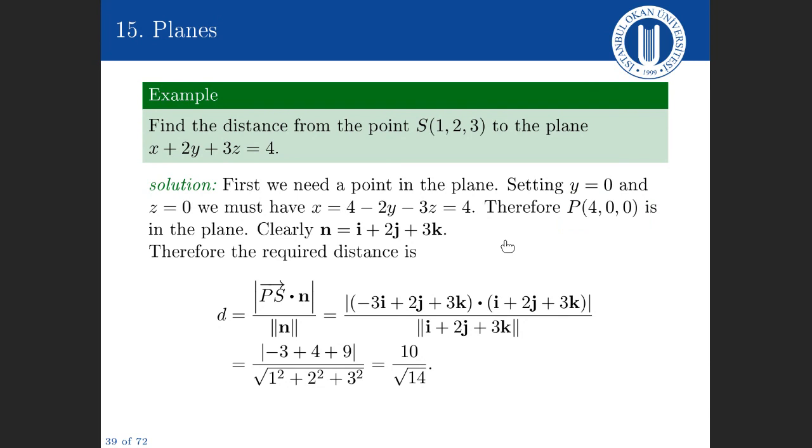We need a vector n which is normal to the plane. This is easy. We just read off the numbers 1, 2, 3. N must be i plus 2j plus 3k. We have the necessary information. Then all we need to do is to put the numbers into the equation and calculate it.